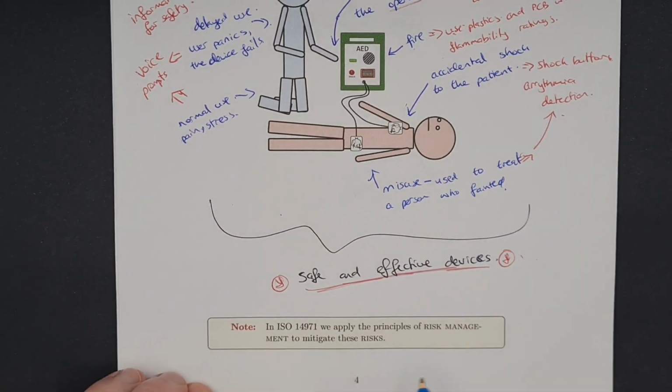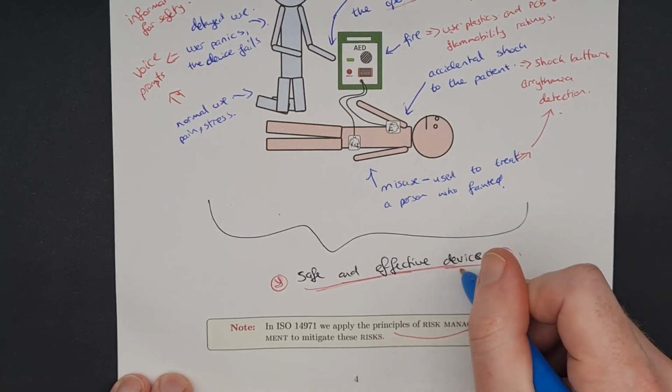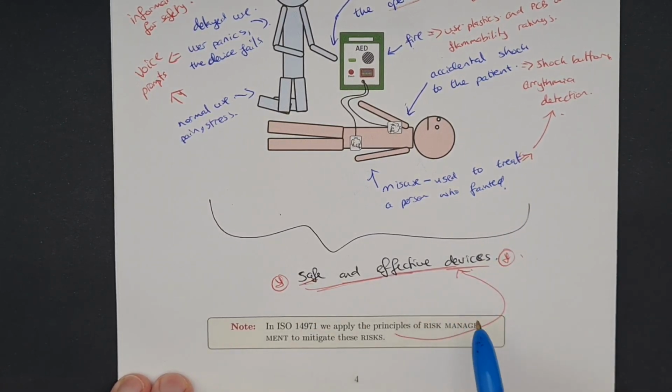So our other note here is just basically in ISO 14971, we apply the principles of risk management to mitigate risks, all with the aim of making safe devices. Safety being freedom from unacceptable risk.